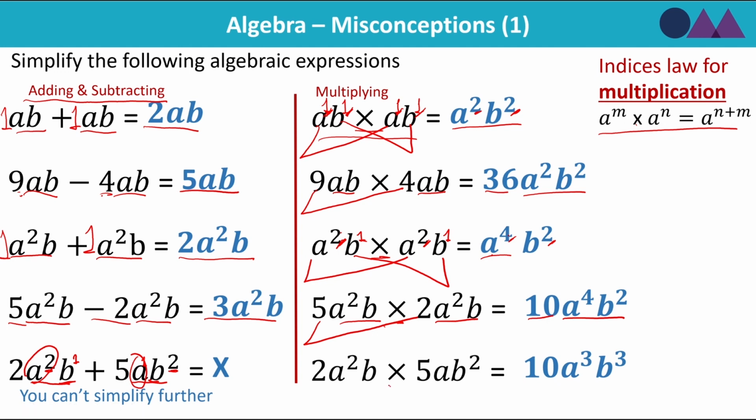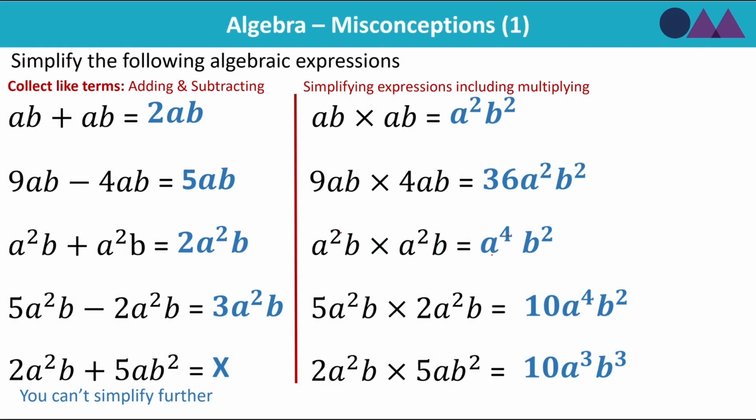However, you can multiply them. So multiply the number terms, makes 10. Then a squared times a, the power is 1. 2 plus 1 makes 3, so a cubed. B times b squared, there's a hidden one here. 1 plus 2 makes 3, so b cubed. The answer, 10a cubed, b cubed.